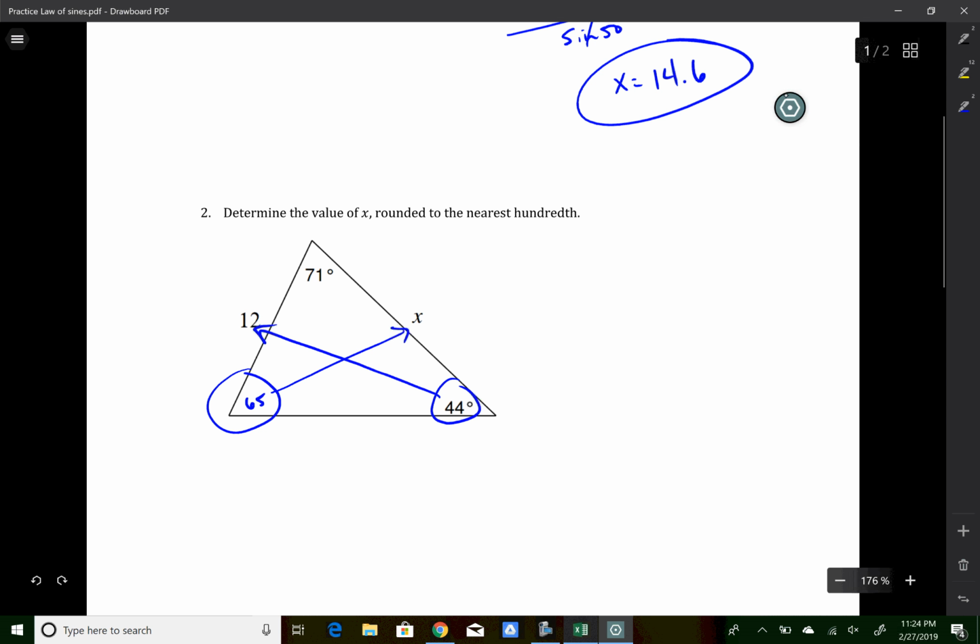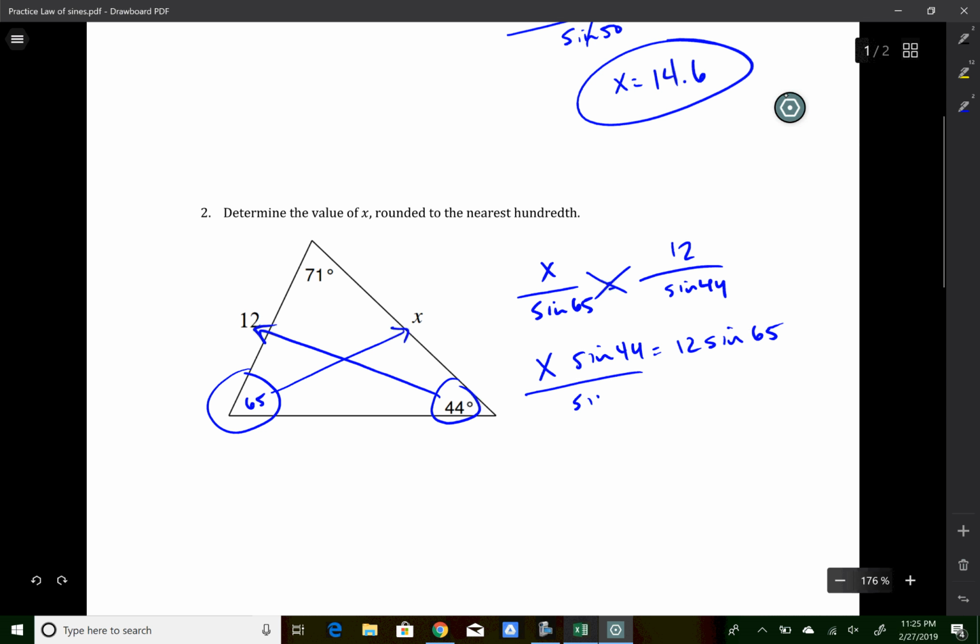So what are my ratios? My ratios are x over the sine of 65 is equal to 12 over the sine of 44. Now this one says round to the nearest hundredths, so we just got to be careful here. That's different. So we have x sine of 44 is equal to 12 sine of 65. Divide both sides by sine of 44, and we should get to our answer. 12 sine of 65 divided by the sine of 44. Just watch your parentheses, and we get 15.66.